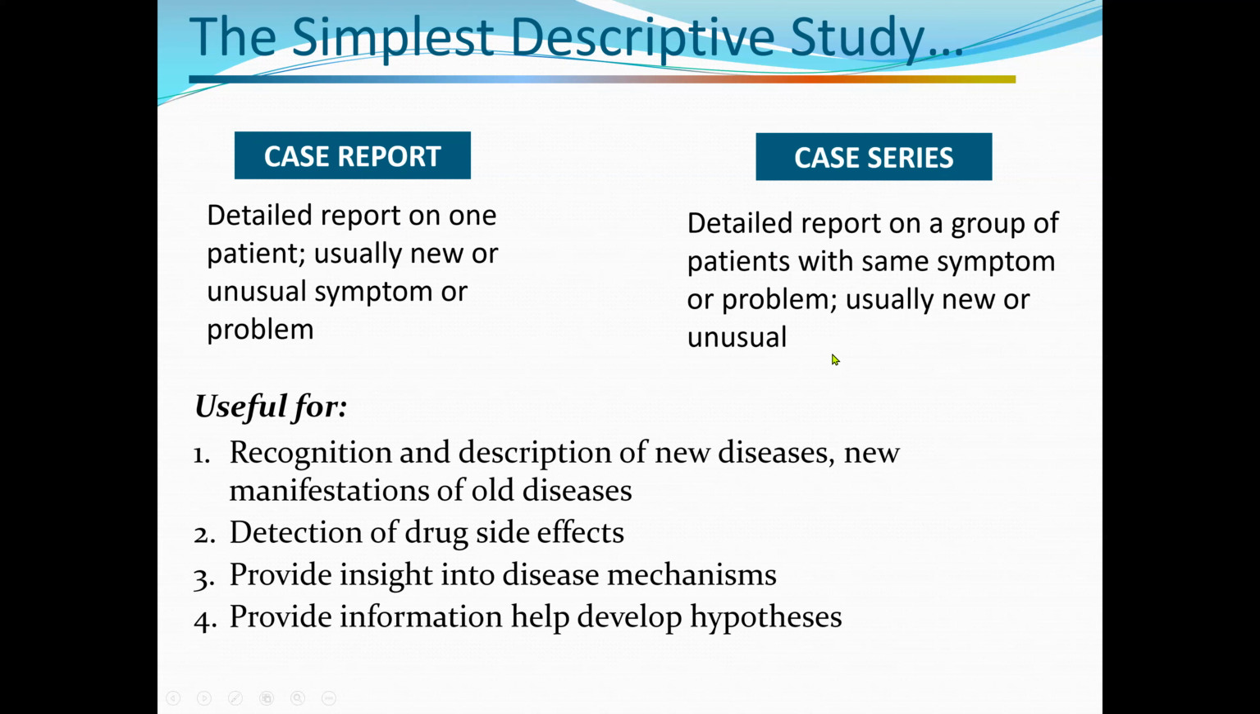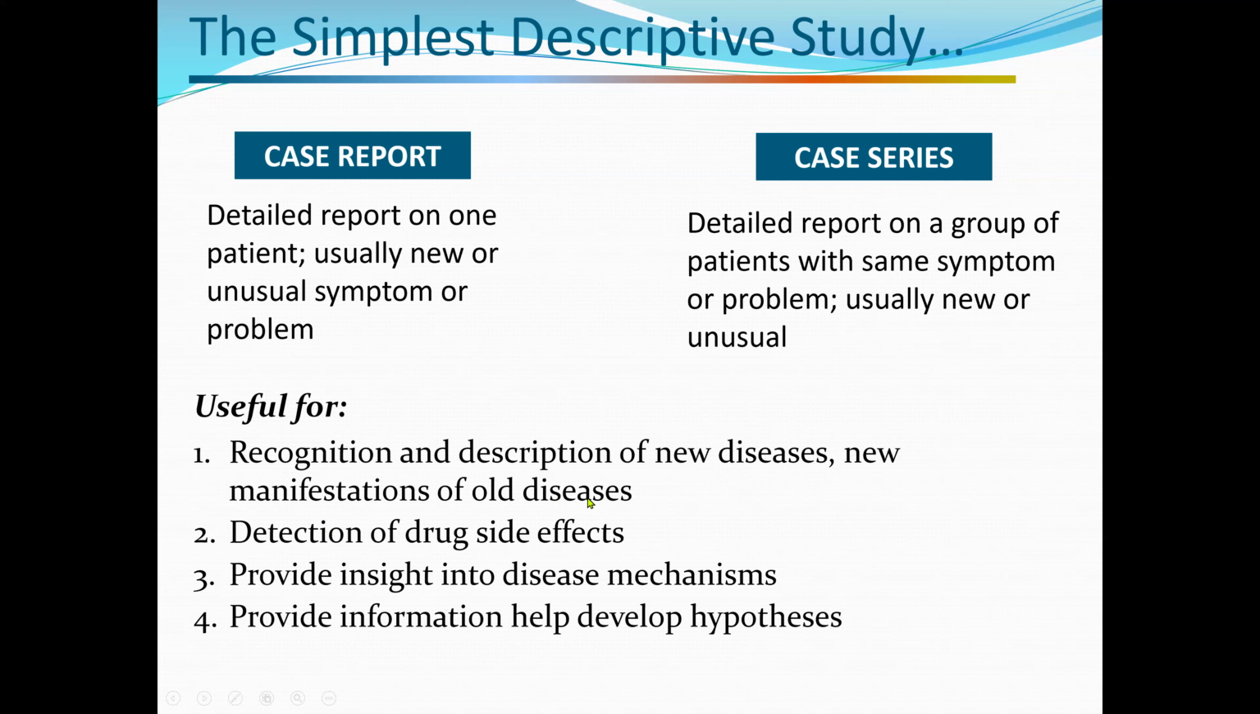An example will be in 1981, when HIV/AIDS was discovered, and we will see the example soon. Case reports and case series are useful for recognition and description of new cases. I think that's the most important: new cases and also new manifestations of old diseases.